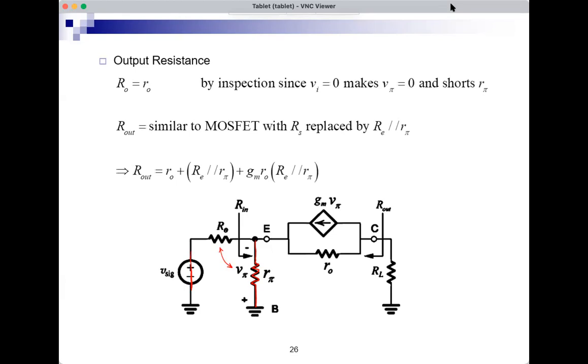If I set Vi to 0, that shorts R pi, and I get small RO, the result from common gate. And R out is similar to the MOSFET case, but instead of just one RS, now I have Re and R pi in parallel. So I use the common gate result, and here I had RS, now I have Re parallel R pi.